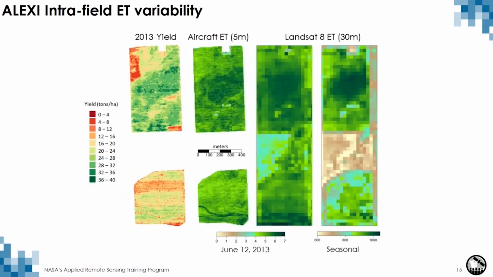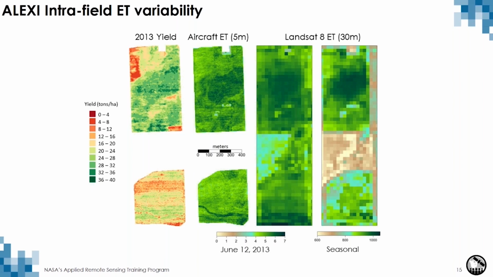Another really interesting application is starting to integrate even higher resolution land surface temperatures, which we can do from unmanned aerial vehicles and aircraft, where we can really start to get at intra-field ET variability. So this is an example of ET over a grape field in California.